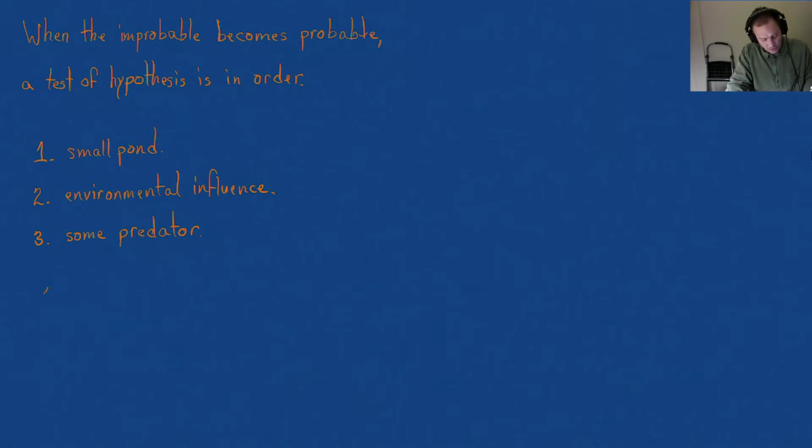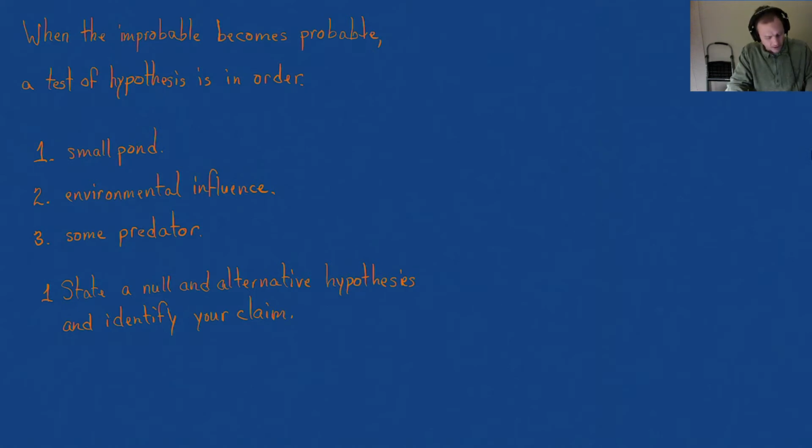The first thing you want to do is you want to state a null and alternative hypotheses and identify your claim. Well, here's how you write that. Here's how you write step 1.